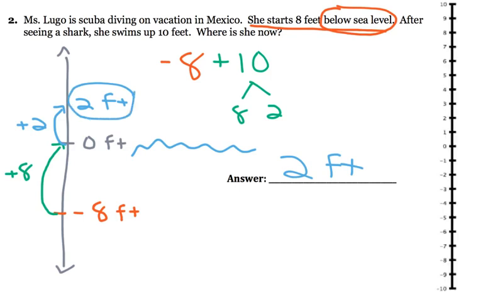And again, if you struggle with the open number line still, then draw a closed number line with every number shown. Then you'd start at negative 8, and you'd go up 10. 1, 2, 3, 4, 5, 6, 7, 8. Notice that's what we did right here. And then 9, 10, that's what we did up here. And we should end up at, again, positive 2, or 2 feet above sea level.